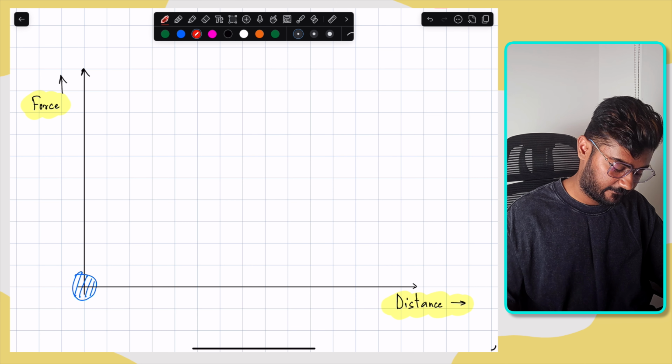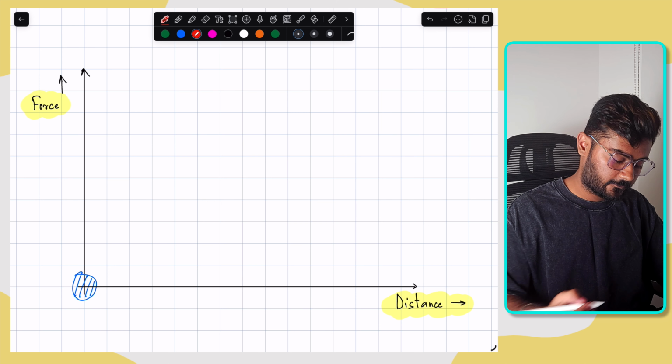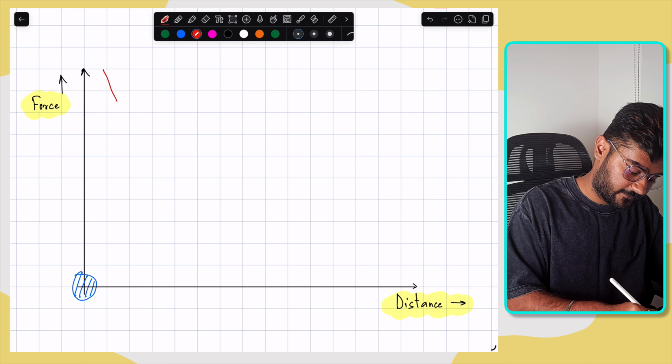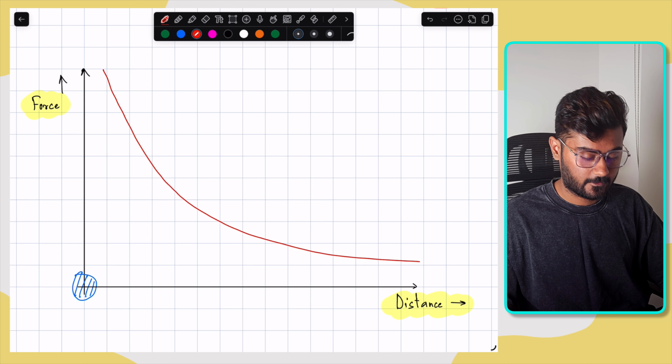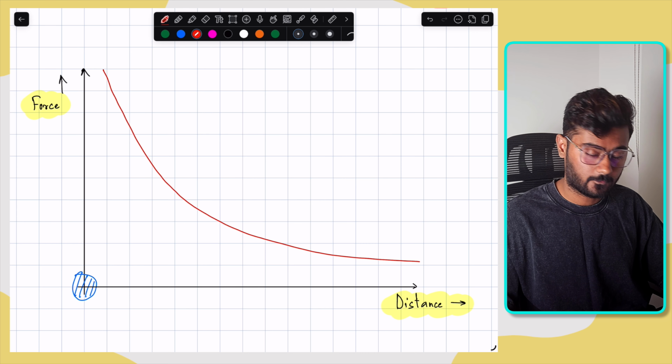Let's say at the origin we have an atom, and I bring an atom from infinity close to this atom. If we try to plot how the force looks, the plot looks something like this. As we get closer, the force keeps on increasing. But force is not what we are actually looking for. We are actually looking for the energy.